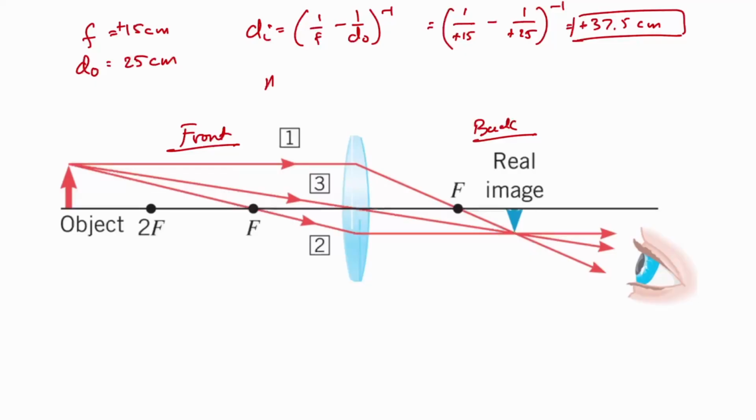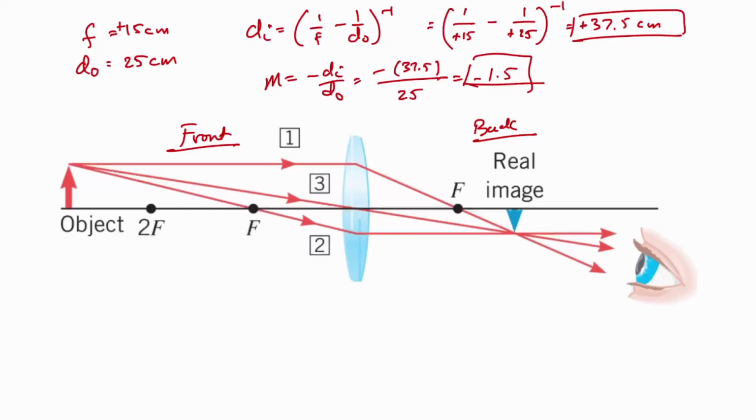All right, magnification. Negative image distance over object distance, so that's negative 37.5 divided by 25. This is going to be a number bigger than 1. It turns out to be negative 1.5. What does the negative sign mean on that magnification? It's inverted. Does our ray diagram say that it's inverted? Yeah, it's upside down. So we know it's inverted. We know it's magnified in this case, though you really can't tell that from this picture. And then what else do we know?